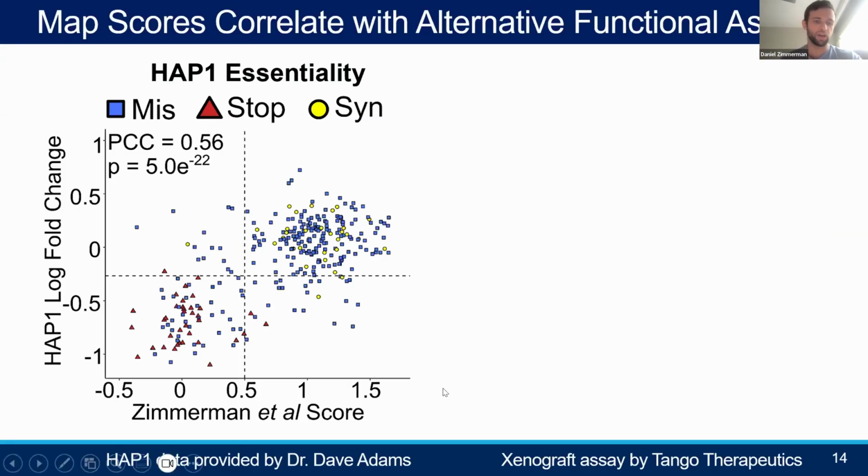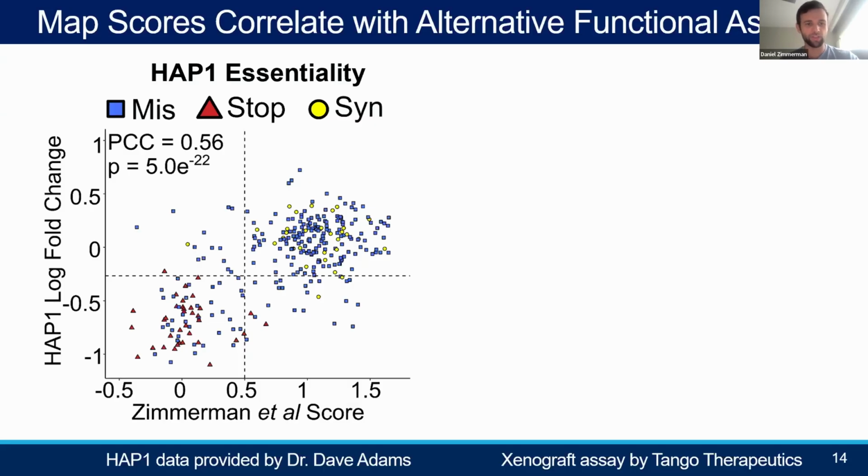And so here, first off, I'll talk about some data from Dr. Dave Adams' group from the Wellcome Sanger Institute. The x-axis is our HeLa-based functional score, and on the y-axis is data from their HAP1 essentiality assay. What they saw is that knockout of STK11 in HAP1 cells has the reverse phenotype to what we're seeing here, where STK11 is essential in HAP1 cells, and so variants that affect STK11 function will drop out of their population.